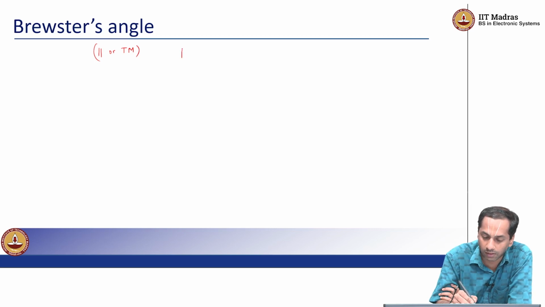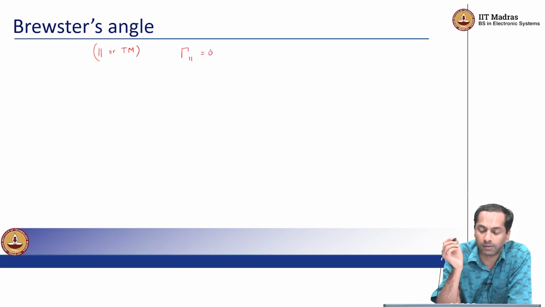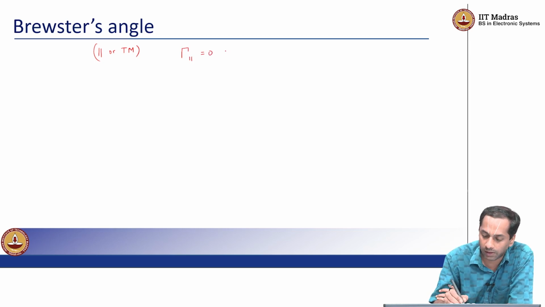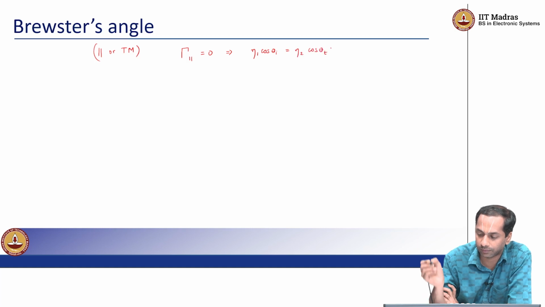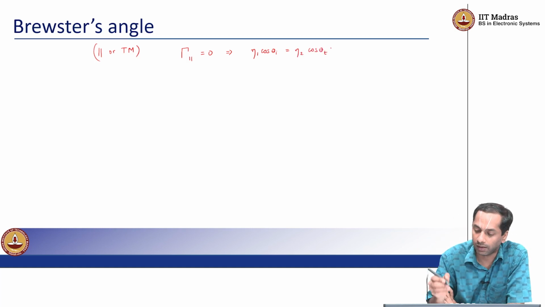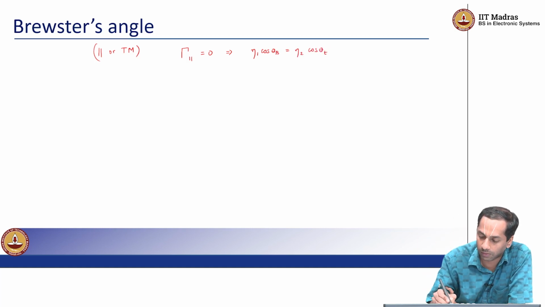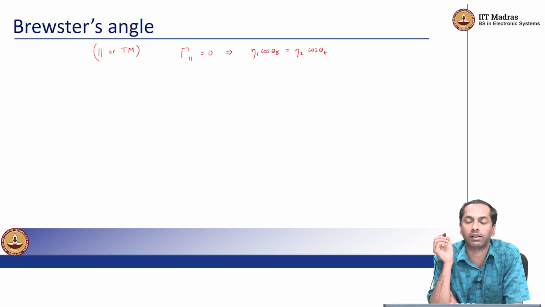Let us recall that gamma parallel, if it had to be 0, implied that eta 1 cos theta i was equal to eta 2 cos theta t. I am going to already call the solution for theta i, where this reflection goes to 0, theta b, or the Brewster's angle.